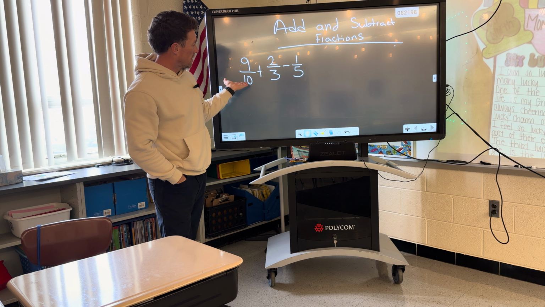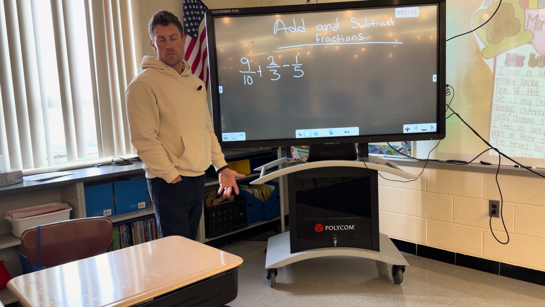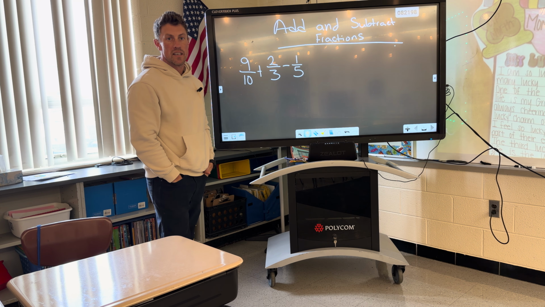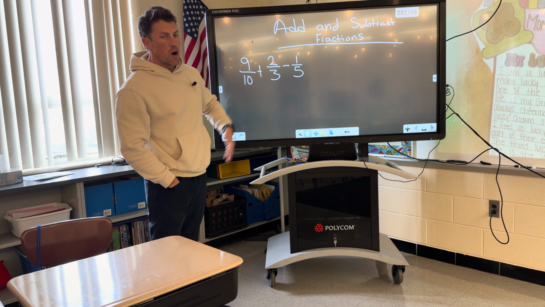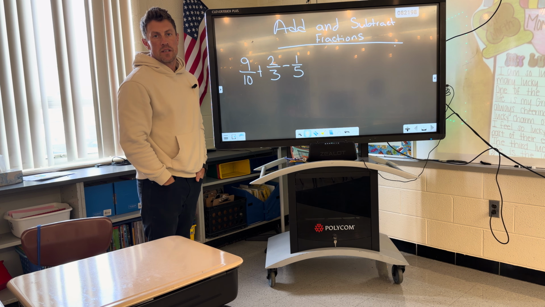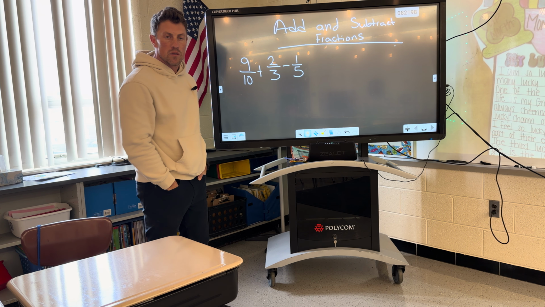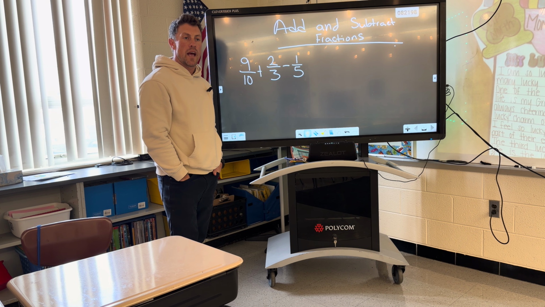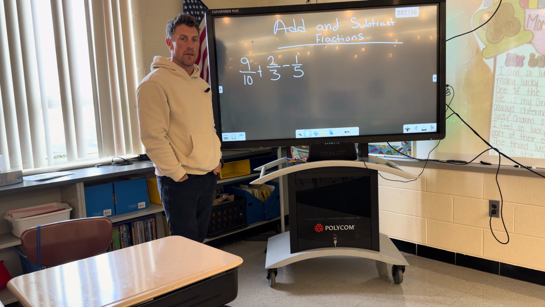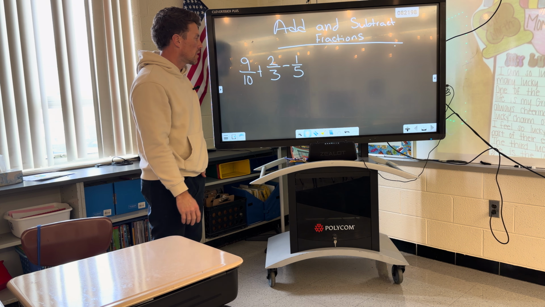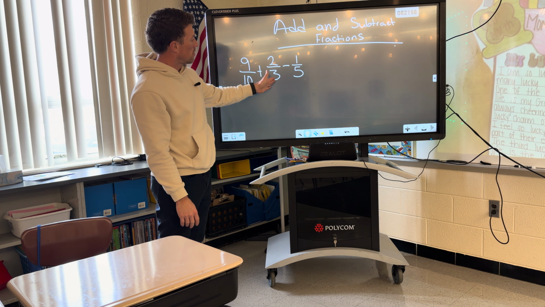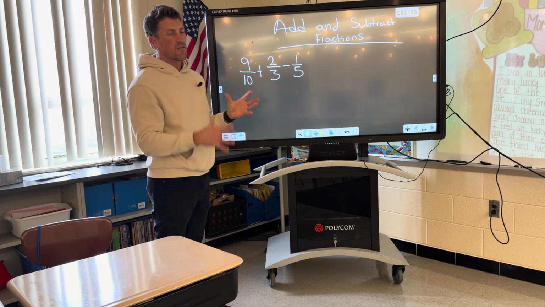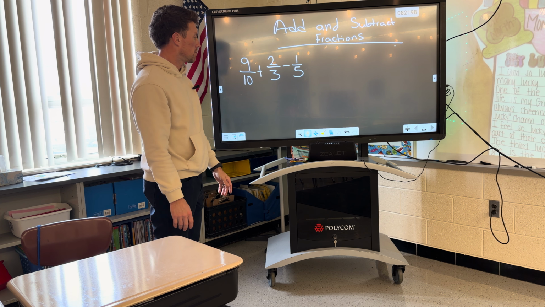You'll notice that this one has 3 different fractions. There might be some that have 4 different fractions, and they most likely will all have different denominators. So this is a very similar skill to what we were doing a couple lessons ago, where we have to find a common denominator. To do that, we need to list out the multiples of 10, 3, as well as 5, and find a match with those, okay?